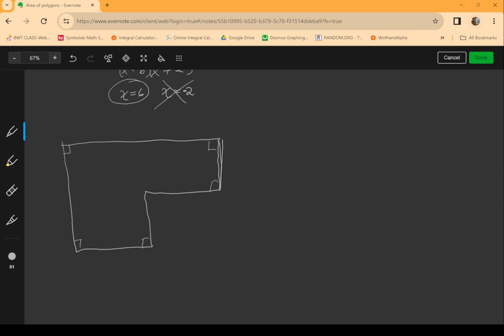And I'm told that this is 14 feet. This is 10 feet. This one here is 18 feet. And here we have 8 feet. And what I'm asked to do is find the area of the figure.